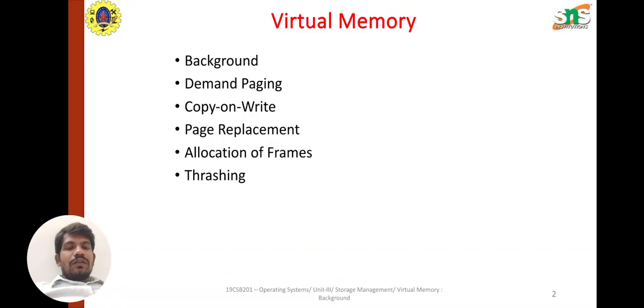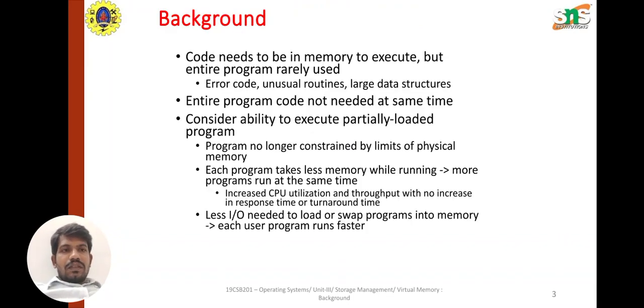In virtual memory, we have a number of topics. The first one is background, the second is demand paging, the third is copy-on-write, the fourth is page replacement, the fifth is allocation of frames, and the last one is thrashing. So the first one is background.